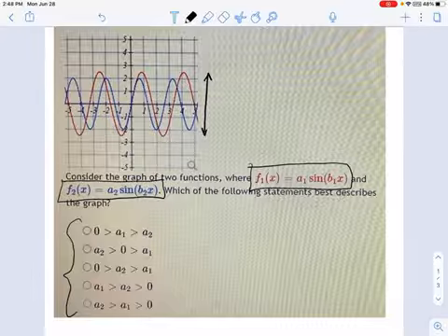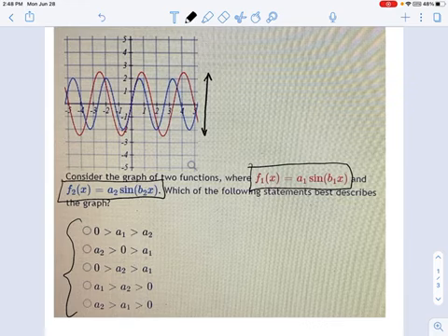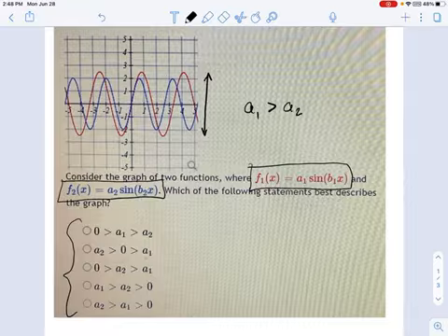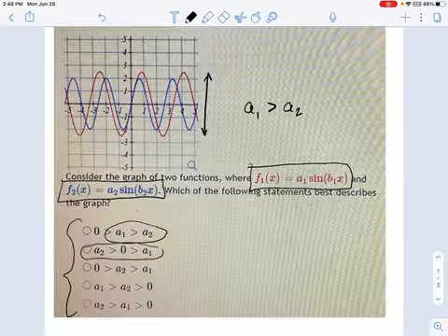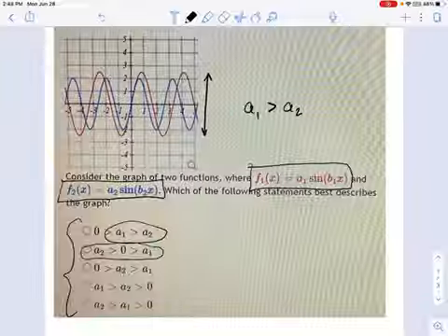Well, I can see the red one is bigger. So how do we describe that? I need to say some kind of thing like this: A1 is bigger than A2. So let's look in these possible answers here and see which ones make sense. A1 bigger than A2. Well, in this one, A1 is bigger than A2. That makes sense. Let's see, in this one, you can see A1 is less than A2.